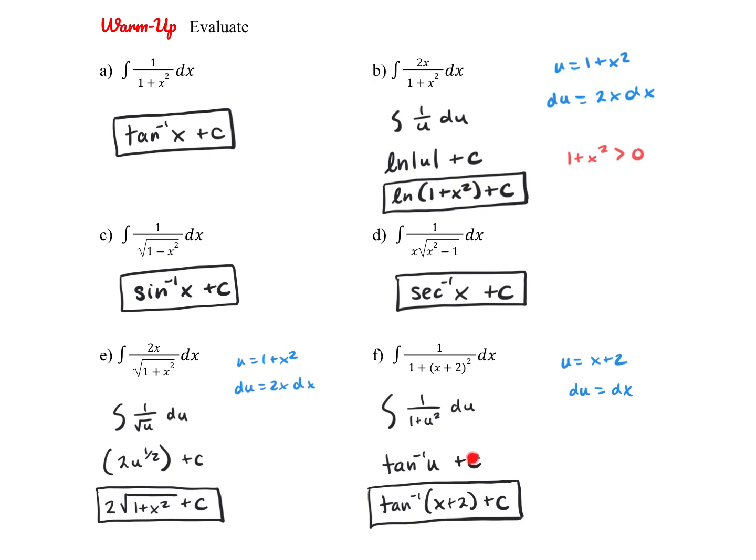And then for part E and F, we also need to use U-sub. And then for part F, after you use your U-sub, hopefully you recognize this again for arctangent, and then you could substitute back in.